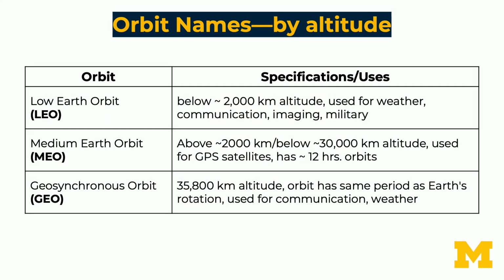Then the next one, you go out even further and you're at geosynchronous orbits. Geosynchronous orbits are around 35,000 kilometers altitude. They're mostly used for communication satellites and weather satellites.